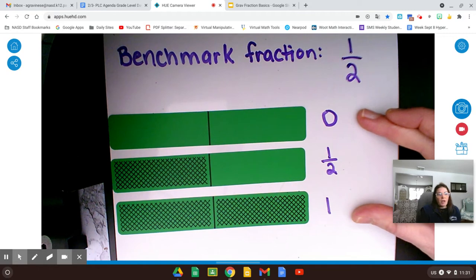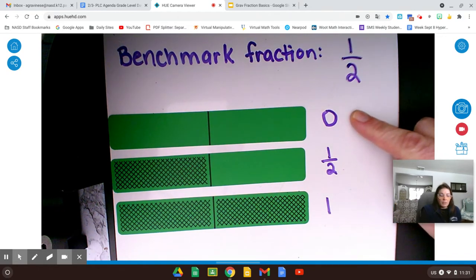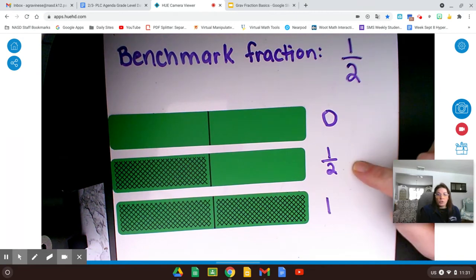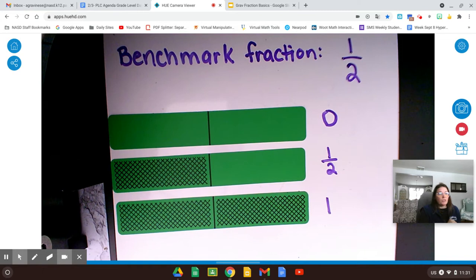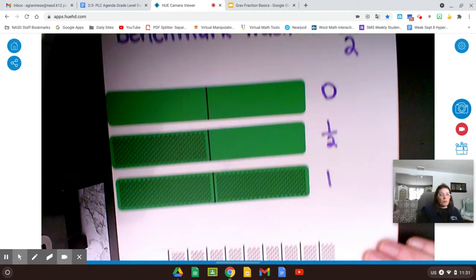So if a fraction is closer to 0 than it is to the other amounts, we say we round it to 0. If it's close to half, we say it's close to a half. And if it's almost all the way shaded in, we say it's close to being a whole. So let's do some of these. We'll start out with this guy.